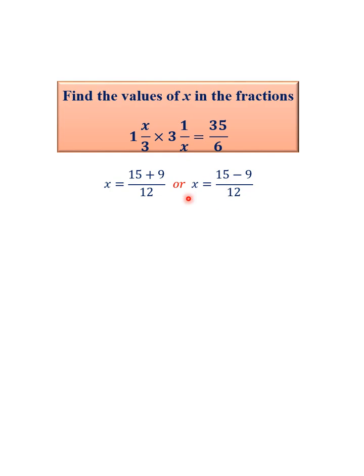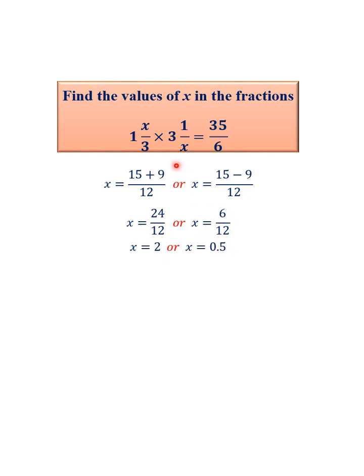On the next page, this is what we've got. So let's resolve this. 15 plus 9 is 24, so we have x equals to 24 all over 12, or x equals to 6 all over 12. 24 all over 12 gives us 2. 6 all over 12 is 0.5.